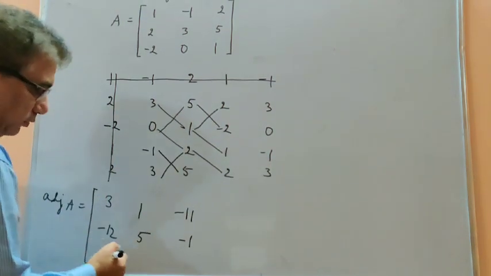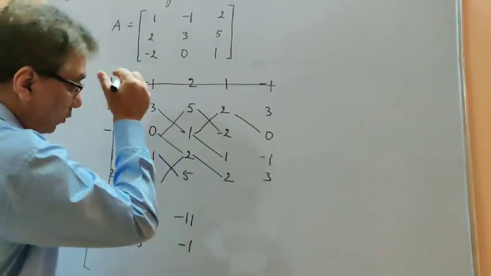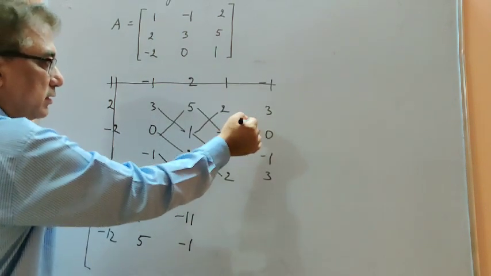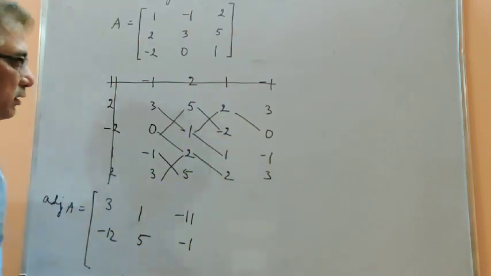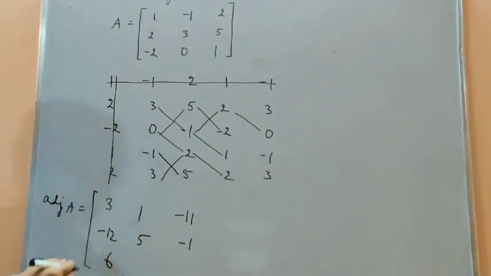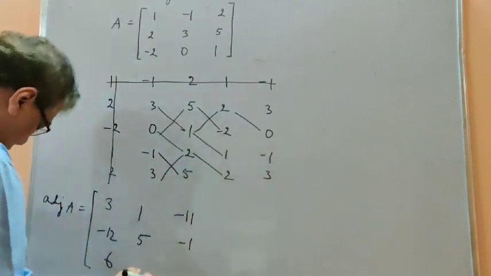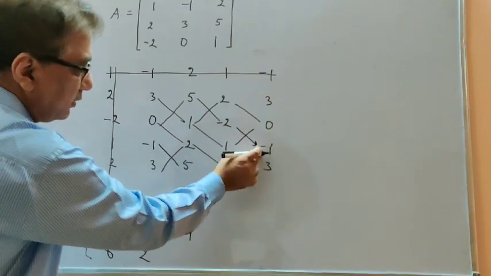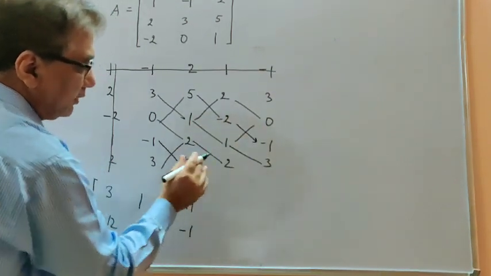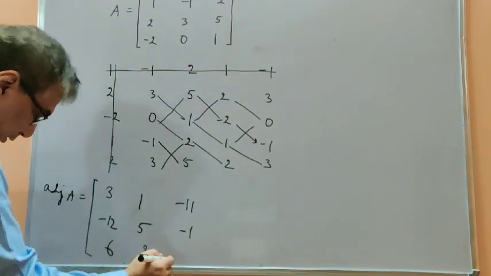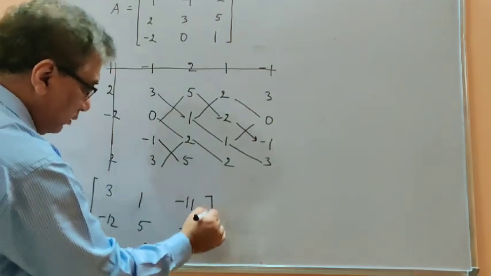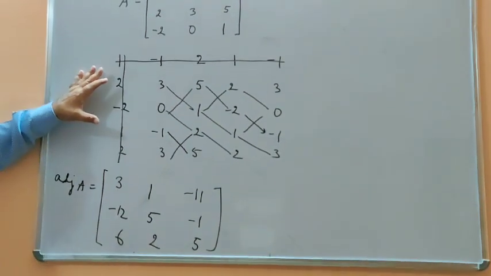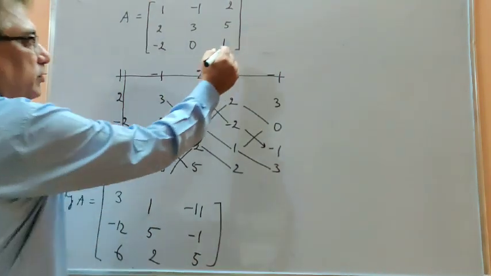Now we'll write these elements. 2 into 0 is 0, and then minus 2 into 3 is minus 6, but before that we have one more minus, so that is plus 6. Then 2 minus 0, that is 2. So we have done this in this way: this multiplied with this minus this. Then 1 into 3 is 3, and then plus 2, that is 5. So this is the shortcut method of getting the adjoint of a matrix of order 3.